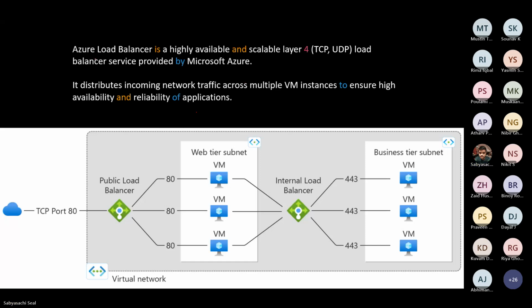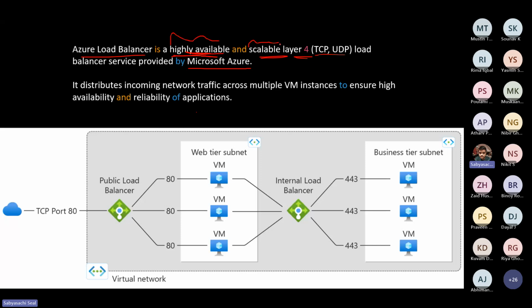Why is it simple? Azure Load Balancer is highly available and scalable. We did talk about availability and scalability back in the first or second slide, I believe. It's a highly available and scalable layer 4, that is TCP and UDP, load balancer provided by Microsoft Azure, right? So Azure Load Balancer is basically a load balancer which is highly available and scalable on its own.